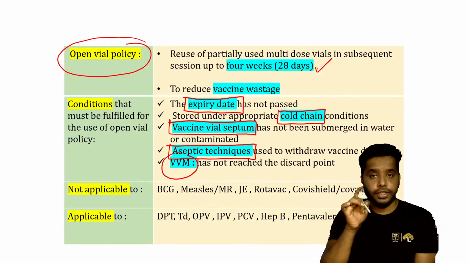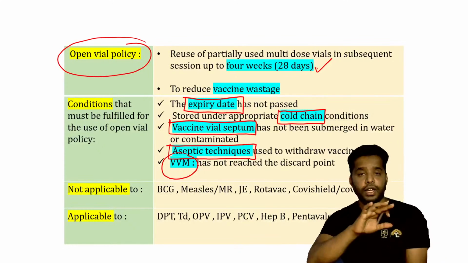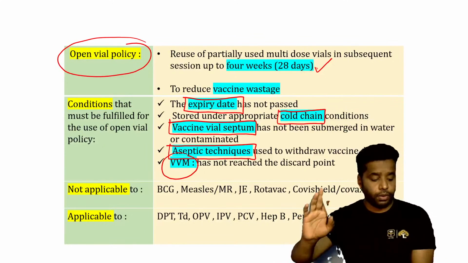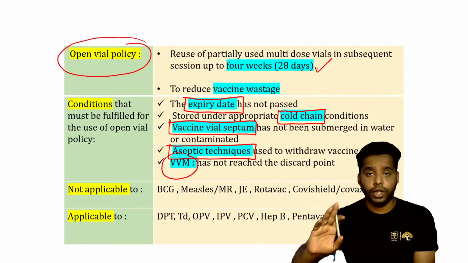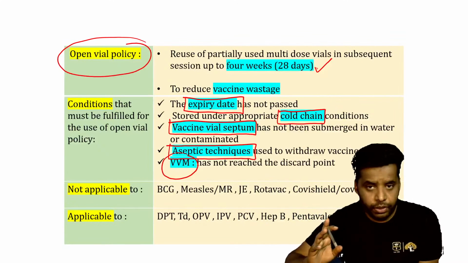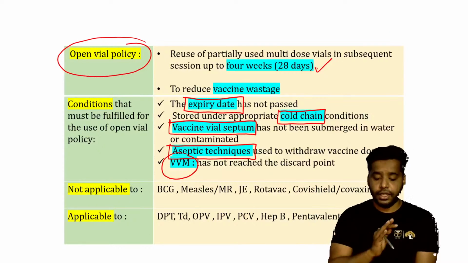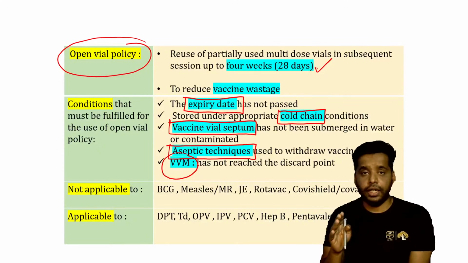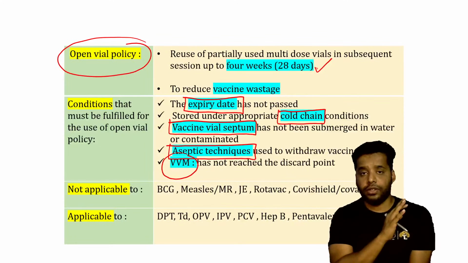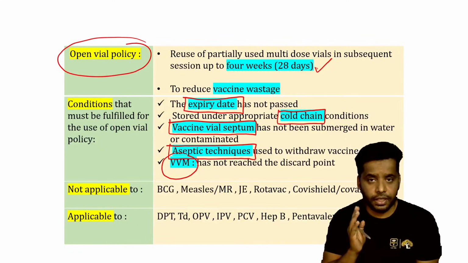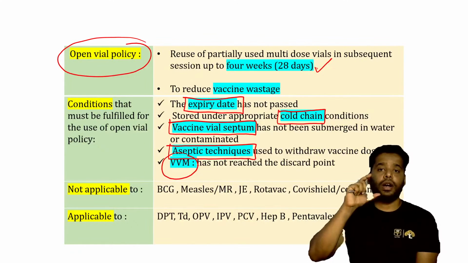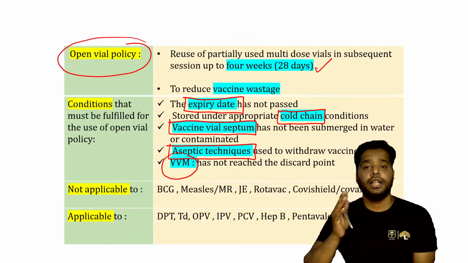VVM should be in stage 1 and 2. If it is 3 and 4, we are discarding it. So always keep all these points in your mind. One is VVM should be intact, and the second thing is that all the other conditions like expiry date, there is no contamination, all these things are fulfilled, then you can use half used vials in the next session.